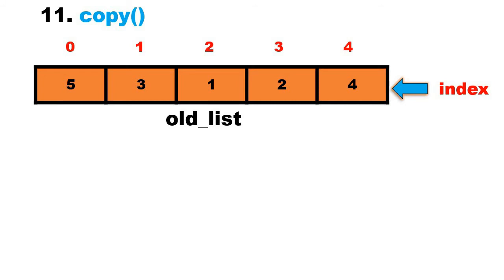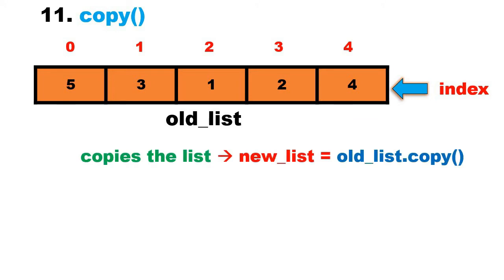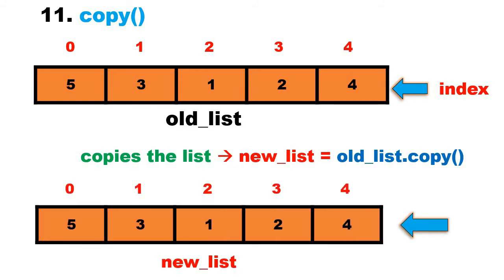I have used this syntax because if you want to copy one list to another list, you need another variable. Here, new list is the new variable equal to old list dot copy. I want to copy the old list elements inside the new list. After copying the old list elements into the new list, the list will look like this. Note, this is the new list. I'm simply copying the old list elements inside the new list, nothing more than that.